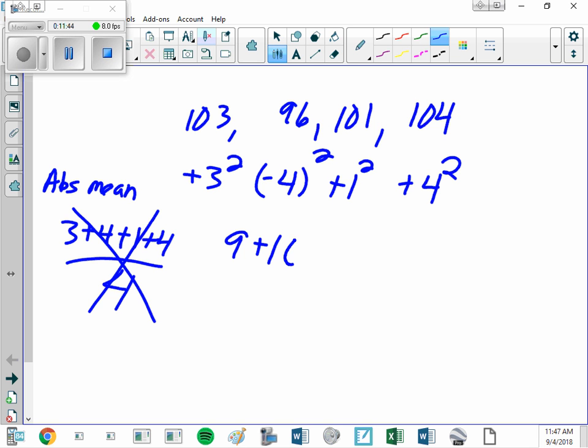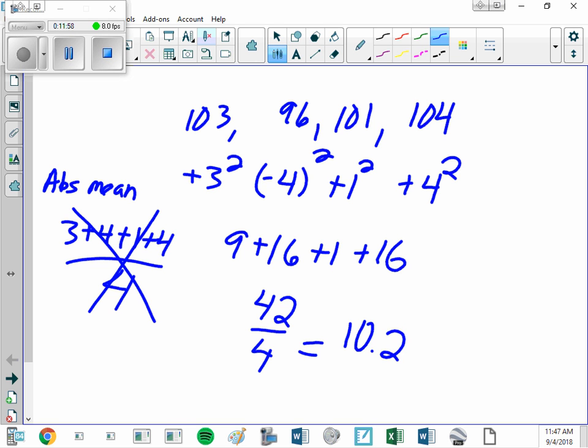Anyway, so squared, squared, squared, and squared. 9 plus 16 plus 1 plus 16, 32, 33, 42. What do I do with that number? Divide it by 4, and I get 10.2. Now I have to unsquare it. What is the square root of 10.2? So 3.2.